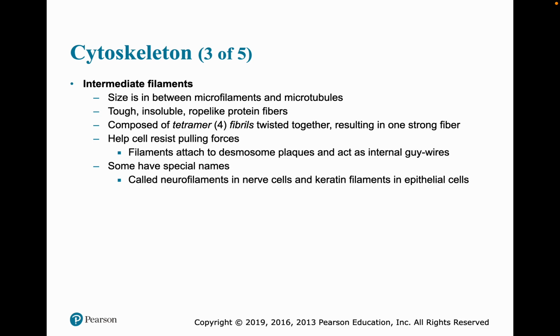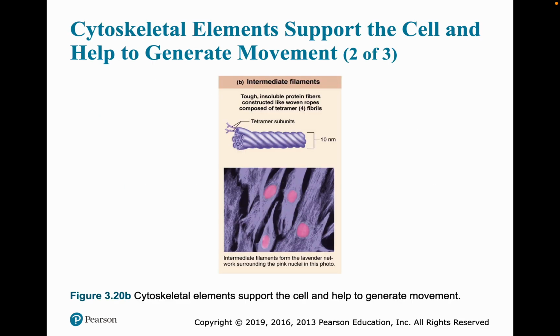Intermediate filaments are between microfilaments and microtubules. They are tougher, more insoluble. They are rope-like protein fibers. They're composed of a tetramer, which is 4 fibrils twisted together, giving you a strong fiber. These are very good at resisting pulling forces. They're going to attach to desmosome plaques and act as internal guy wires, for example. And some of them have special names. So in the neurons, we'll call them neurofilaments. And in epithelial cells, we'll call them keratin filaments.